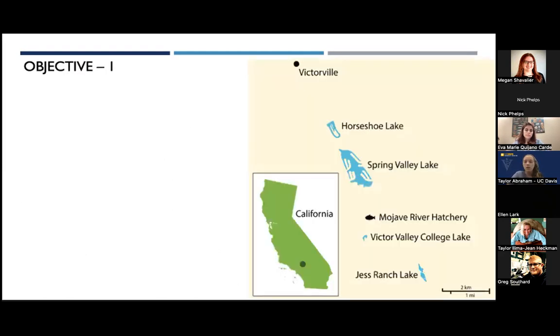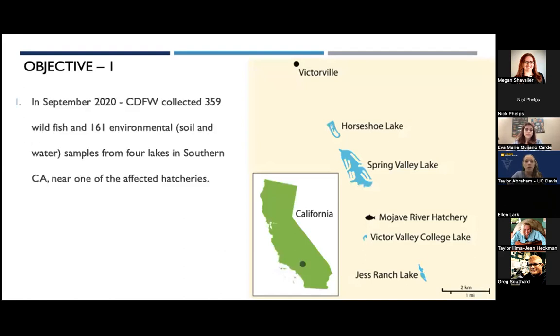Okay, so to start us off, I'll go over objective 1. So this started in September 2020 when California Department of Fish and Wildlife went out and collected wild fish ranging from 8 different species of fish and environmental samples from 4 lakes in Southern California, which was near one of the affected hatcheries. So as you can see here, we have one of our affected hatcheries, which is Mojave River Hatchery, and our 4 lakes. So we have Horseshoe Lake, Spring Valley Lake, Victor Valley College Lake, and Jess Ranch Lake.